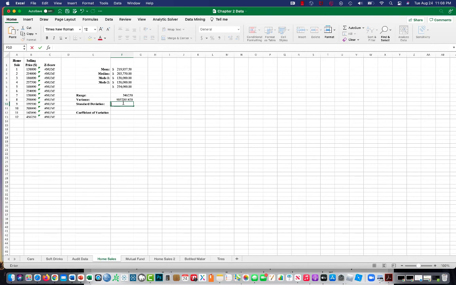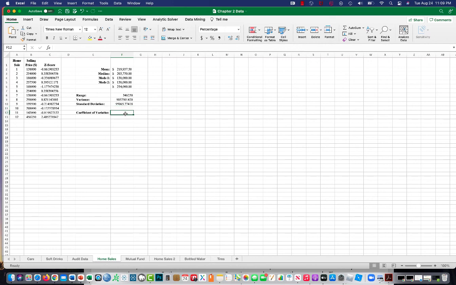Next we have the standard deviation. We're going to use the Excel function called stdev and enter the same data range. Then the standard deviation is much smaller than the variance. It's 95,065.